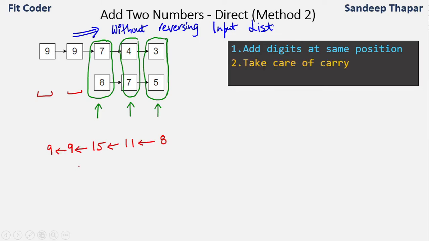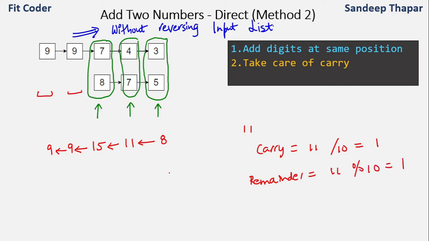Then in the second step, we'll take care of the carry. So if we have the number 11, the carry will be 11 divided by 10, which is 1, and the remainder will be 11 modulo 10, which is 1. So 8 will remain here, 1 will be the remainder, and 1 becomes the carry. Now for 16, carry is 1 and remainder is 6. So 6 comes here, 1 is the carry. Now 9 plus 1 becomes 10. So 0 comes here and 1 is the carry. Then we have 10.